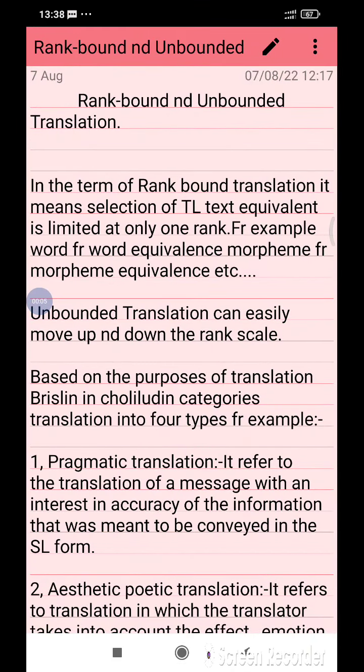Today I'm going to discuss the most important topic, rank bounded and unbounded translation, which is also a very important topic from the examination point of view, and it comes in your exam again and again.